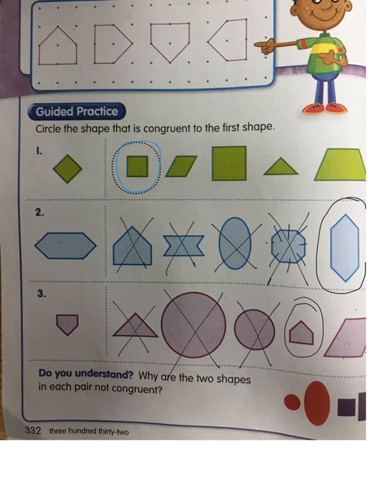Why are the two shapes in each pair not congruent? Think about it. Why aren't they congruent? Well, if I look at them, they're the same color, but this one's small, this one's big, this one's small, this one's big.